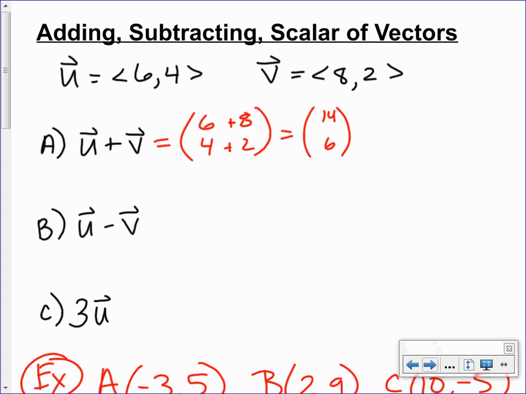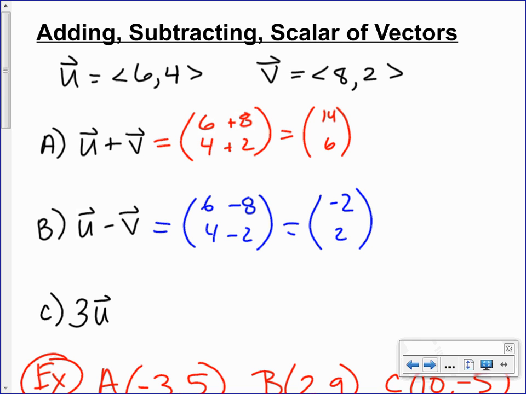Sweet. Okay. Subtracting vectors, same thing. Horizontal to horizontal, vertical to vertical. So 6 minus 8, and then 4 minus 2 is negative 2 over 2.